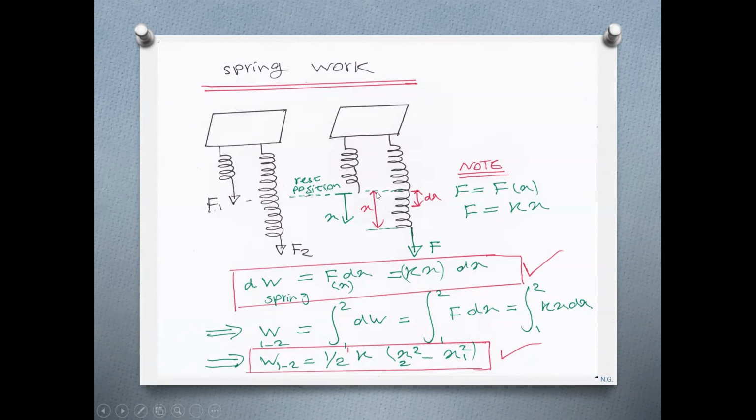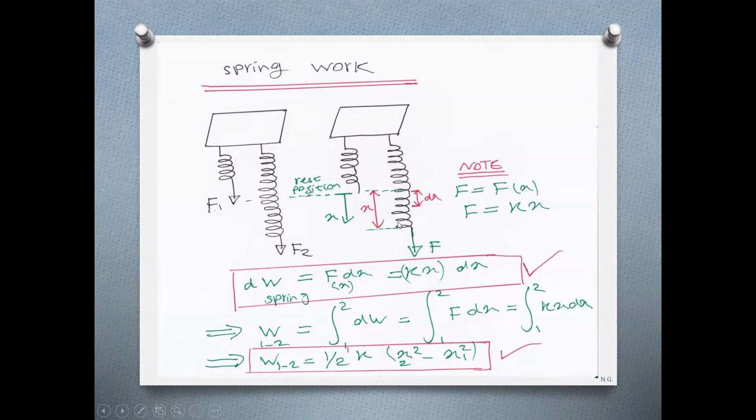So if here is the rest position, then when you pull it, the force that you have to exert is a function of x itself. And the way it obeys x, the function is kx. So this force is kx. K is the spring constant. It depends on the spring, and it's given. And x is just the displacement, the deformation you create.